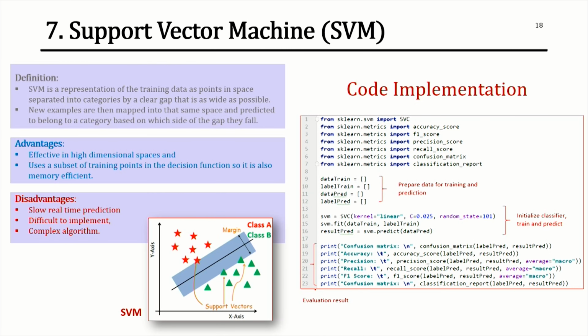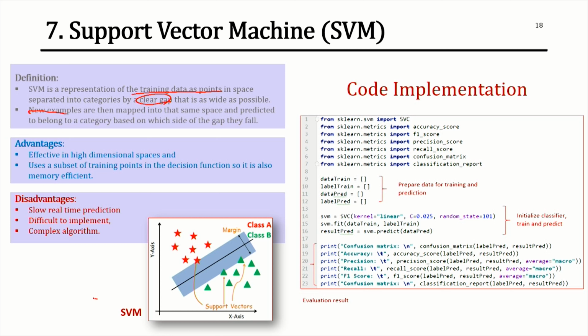Okay, last but not least, we have the seventh technique. It is called support vector machines, or in short, SVM. It is a representation of the training data as points in space, separated into categories by a clear gap. We call it a clear gap, that is as wide as possible. So our trained data representation is separated by a gap which is as wide as possible. Then new inputs are mapped into that same space and predicted to belong to a category based on which side of the gap they fall.